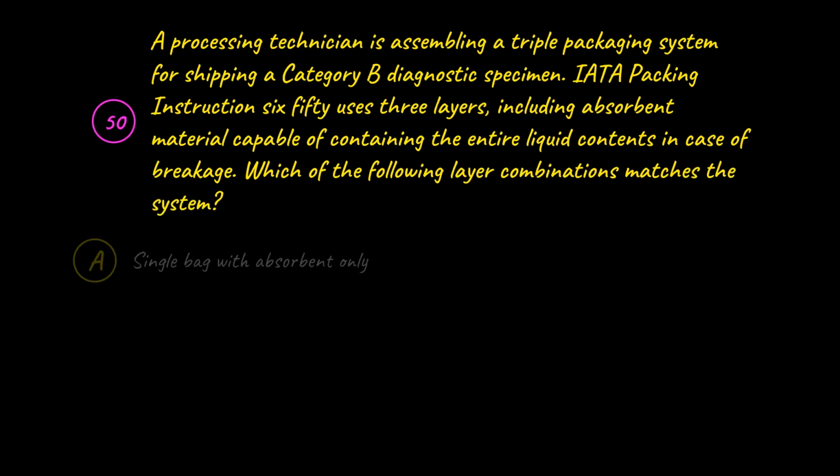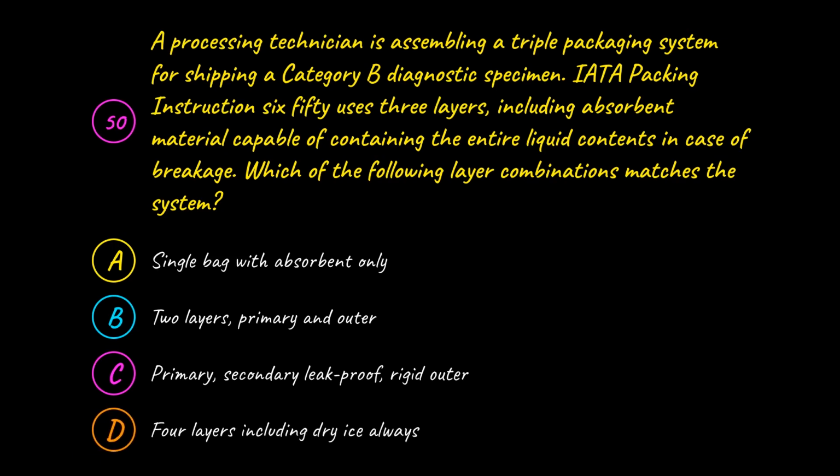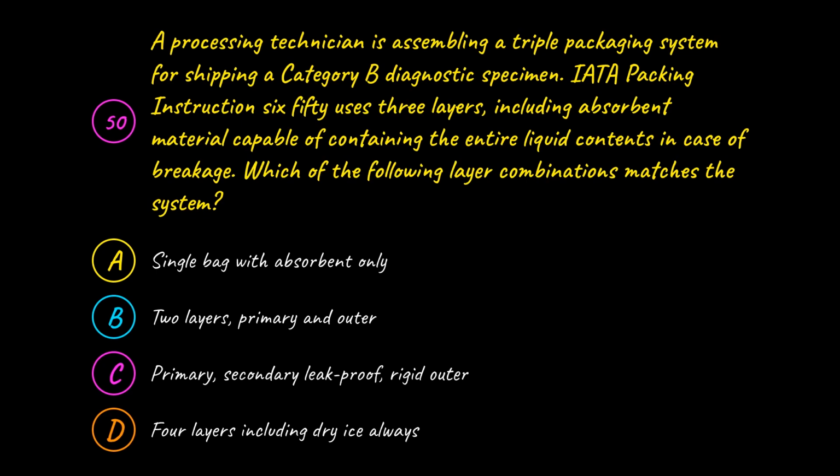Your options are A. Single bag with absorbent only. B. 2 layers, primary and outer. C. Primary, secondary, leak-proof, rigid outer. D. 4 layers, including dry ice always. Take a second. Which answer would you pick?